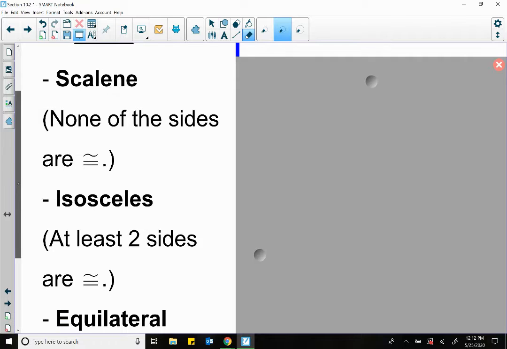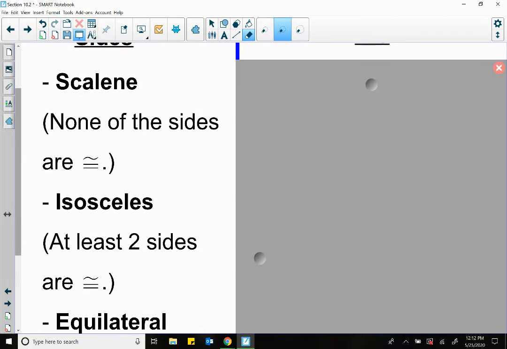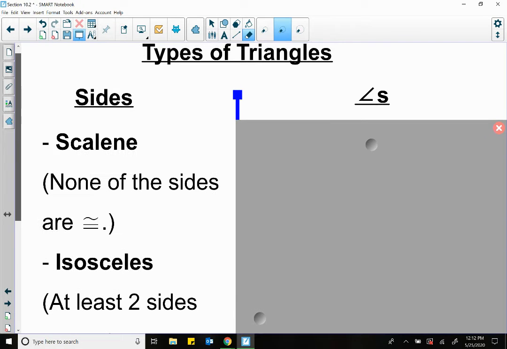And you all are pretty good about remembering that there is what we call an equilateral triangle, which means all sides are congruent. All sides are the same length. Remember, congruent just means same length. So for sides, it either has no sides congruent, at least two sides congruent, or all sides congruent. Now, the angles, let's talk about those.